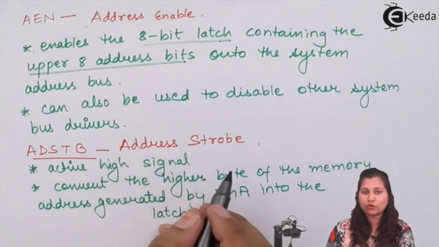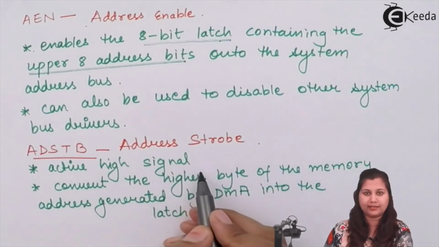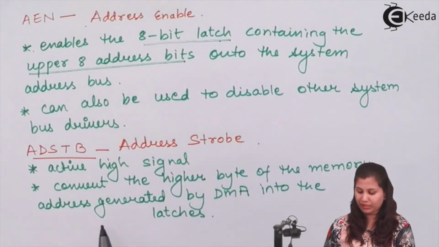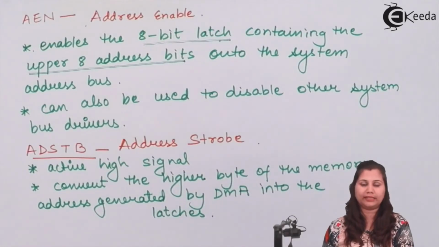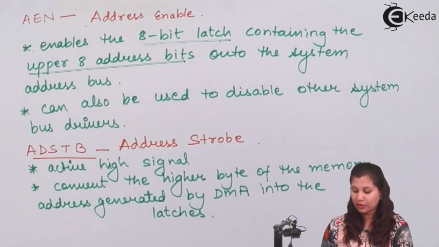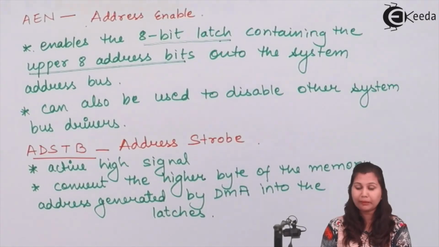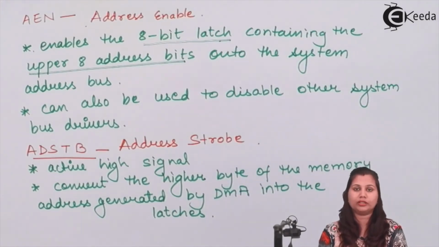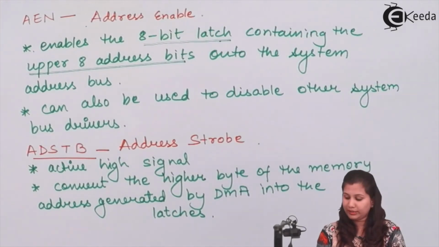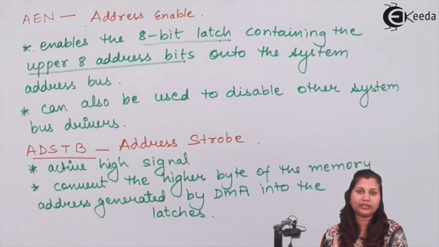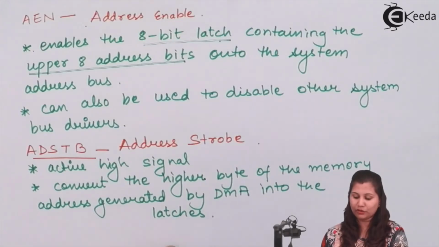So this address strobe signal is an active high signal, and it is used to convert the higher byte of the memory address which is generated by the DMA into the latches. The higher order address generated by the memory address register of the DMA controller is converted into the latches and will be stored by this address strobe signal.